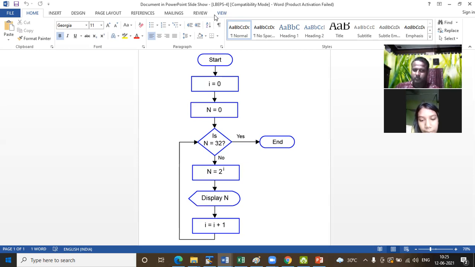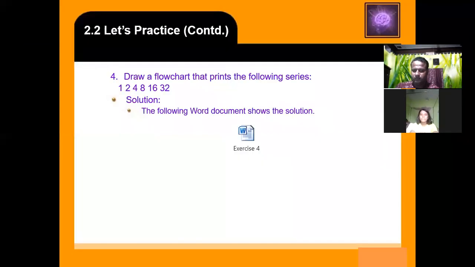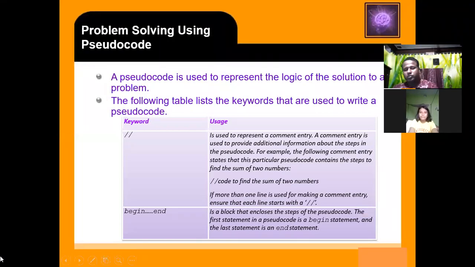Sir, complete. Okay. Okay, so the flowchart exercise is over. In the next class, I will start with the pseudocode.